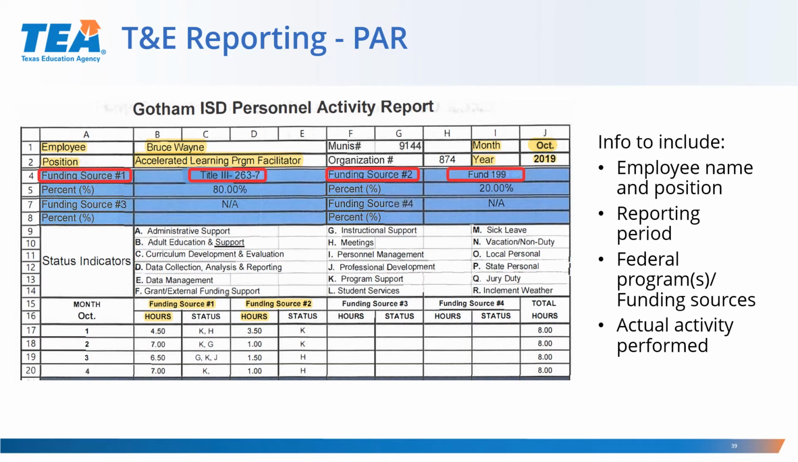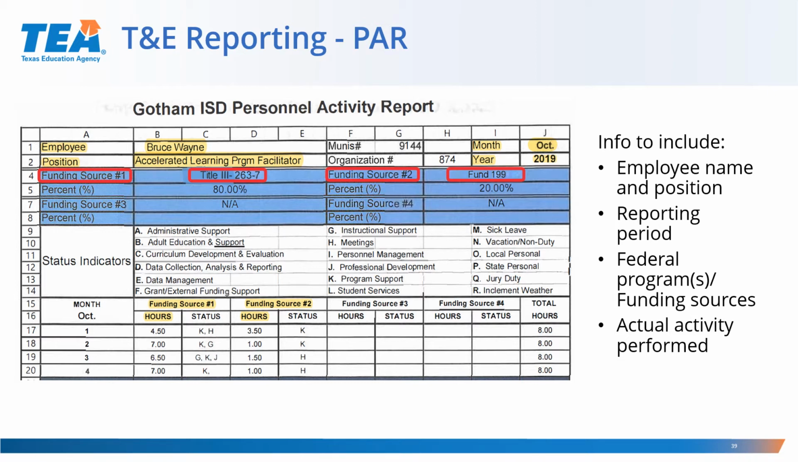Employees who work on multiple activities or cost objectives should maintain time and effort that supports the distribution of their salaries and wages. This is typically done through a personnel activity report, or a PAR. Neither USDE nor TEA mandates the use of a specific form. However, there are some elements that must be present in the form: the employee's name, the employee's position, the reporting period, which is usually monthly, identification of each program that was worked on and the time that was worked on those programs, and then the actual activities performed for each program.